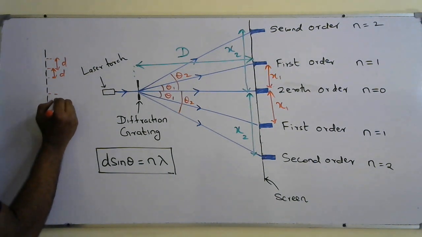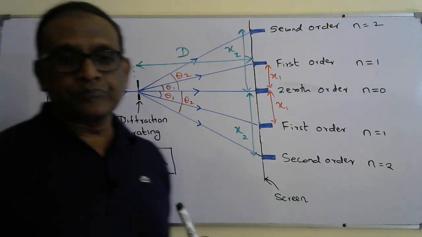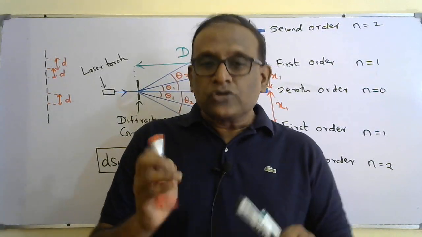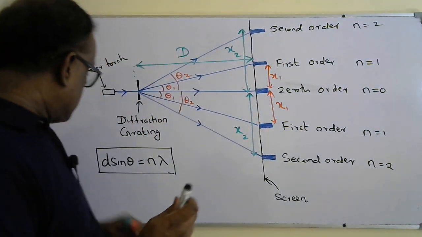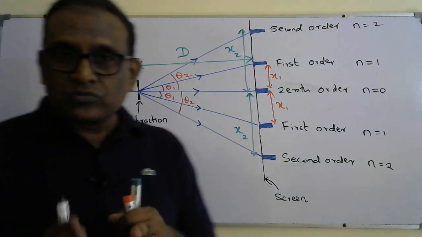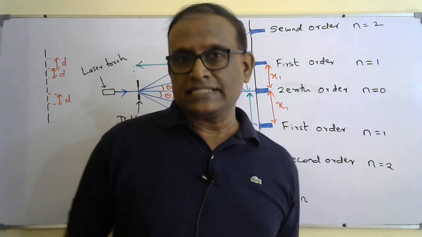This is d. So that is d. Okay. How to calculate d by using diffraction grating? I'll tell you. So that is d. d is the distance between the nearest slits, or the distance between the adjacent slits.